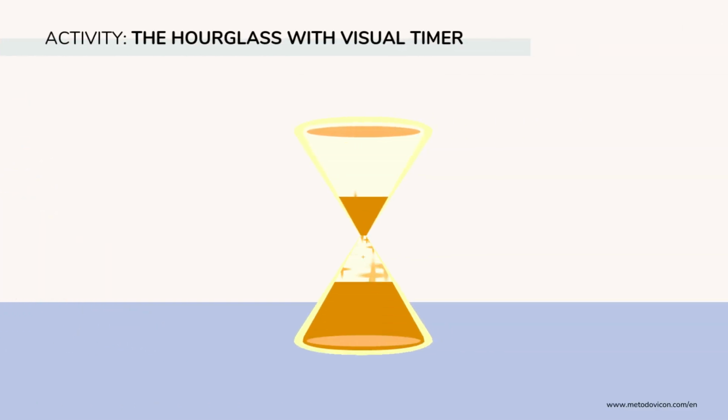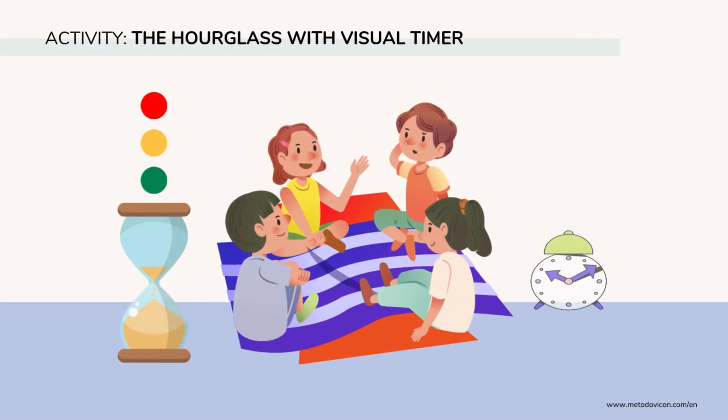An hourglass with visual timer. You can also create an hourglass with a visual timer featuring red, yellow, and green colors that gradually change to show how much time is left before it's the child's turn. You can use any visual timer or make one with a little creativity. This will help children understand the concept of waiting time in a progressive way.